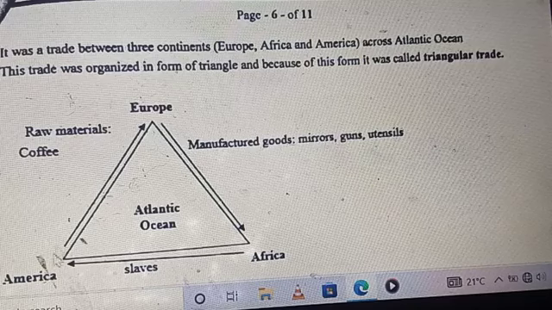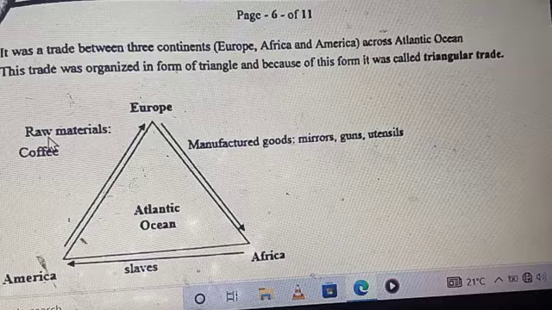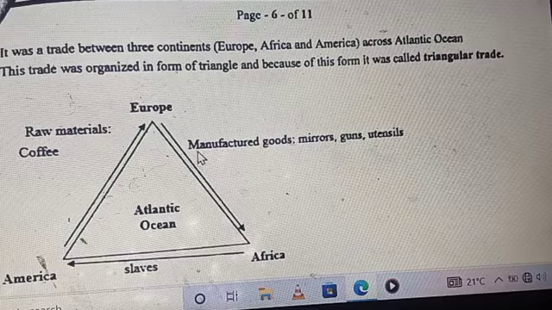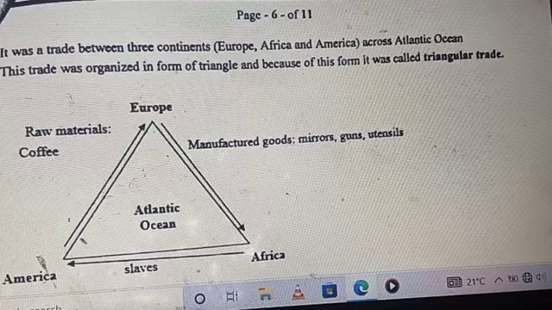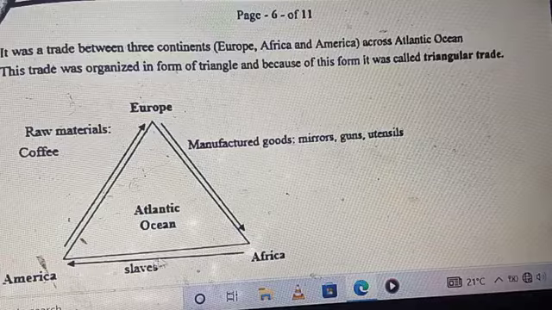From America to Europe, the raw material is coffee. From Europe to Africa, the goods are manufactured goods, mills, guns, and utensils. From Africa to America, we trade slaves.